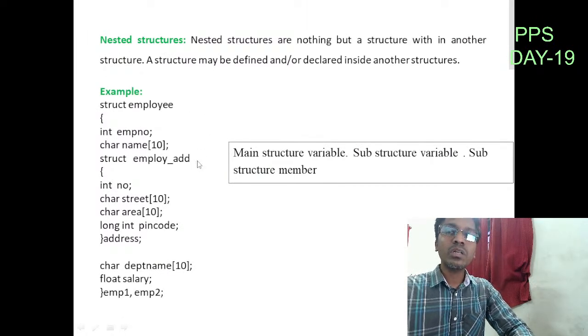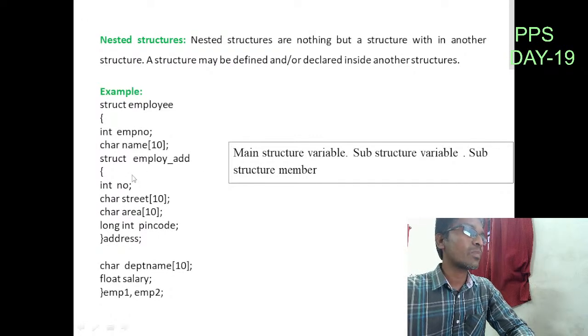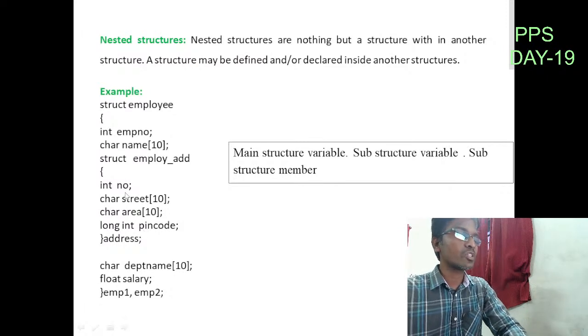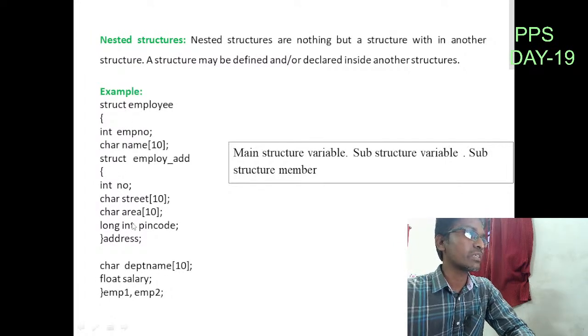Up to now we have discussed structures. Now it is also possible to use a structure within another structure. Like I am using a main structure, struct employee, and it contains members employee number and name, followed by another structure, employee address, which contains number, street, area, and pin code, and my substructure variable is address.